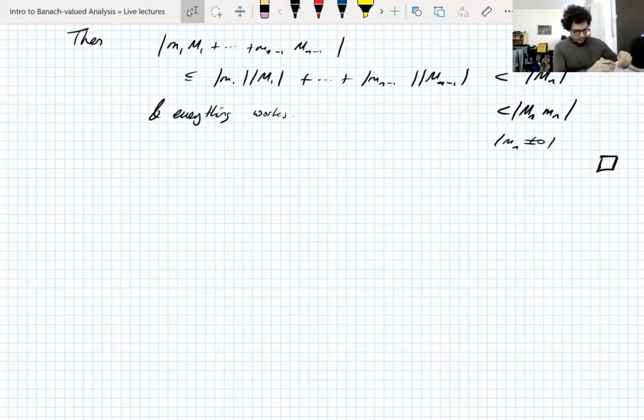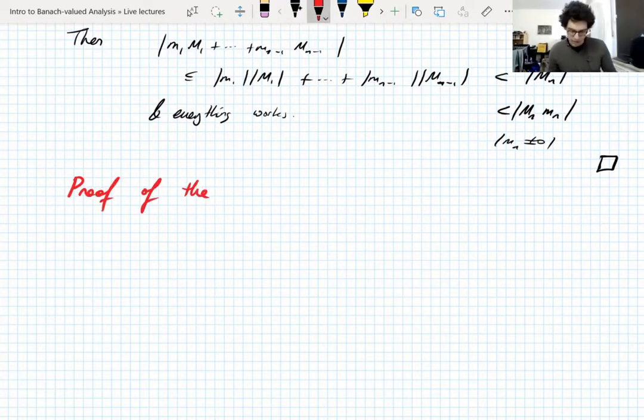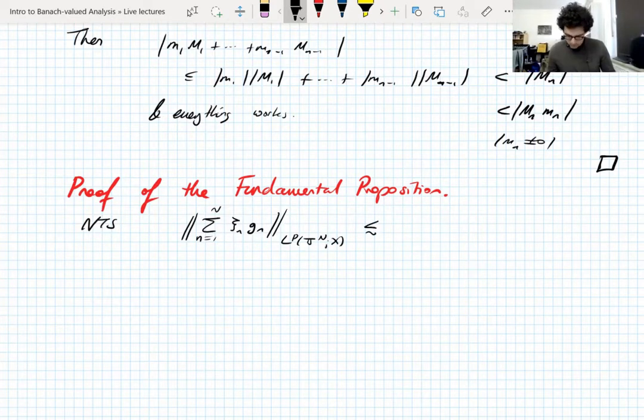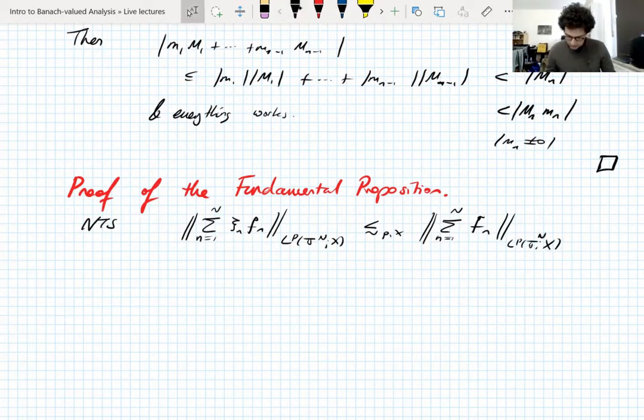So now let's do the very last step, proving the fundamental proposition. So just to remind us what we need to show. We need to show this estimate. G sub n. Well, I was calling them F sub n in the statement, so let's make them Fs. To be capital N.